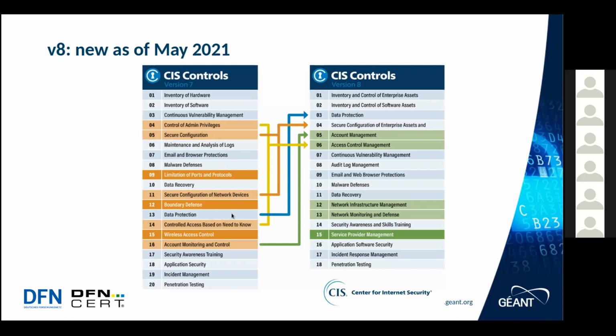Things like data protection have become a much higher priority. So it's now the third one, actually, because we all know, not only because of GDPR, that data protection has become more important. Some things have vanished, at least in terms of titles. So you no longer find things like boundary defense, which we talked about, I don't know, 20 years ago, or wireless access controls. These controls are not gone. They just have been merged into other sections.